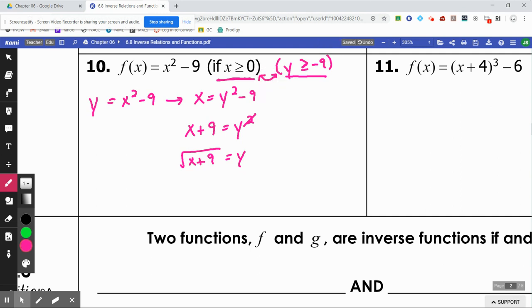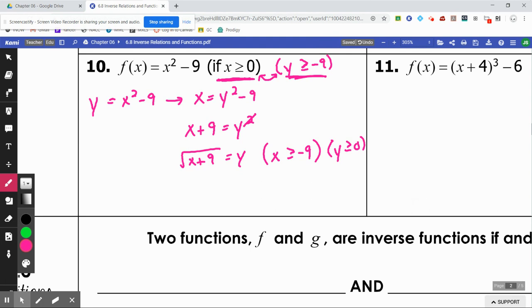So therefore, your new x values are always going to be greater than or equal to negative 9, which was the old y values. So that's your new domain restriction that you're going to write with this. And as well, you don't have to write this, but you could, your y values we want now to be greater than or equal to 0, which was your old x values. So it switches your domain and range.